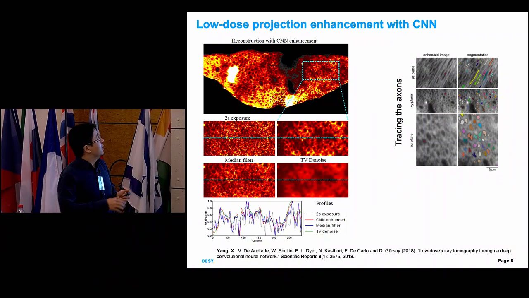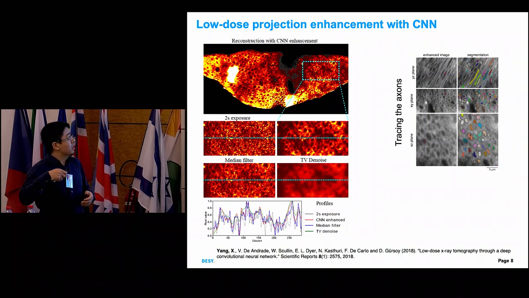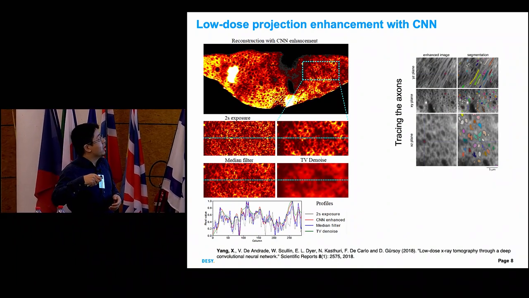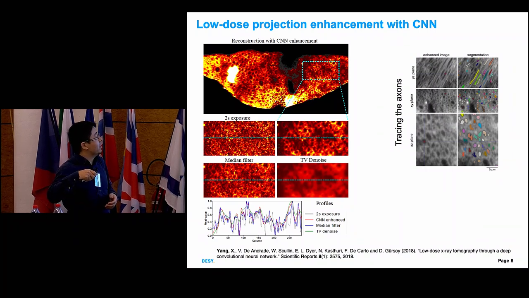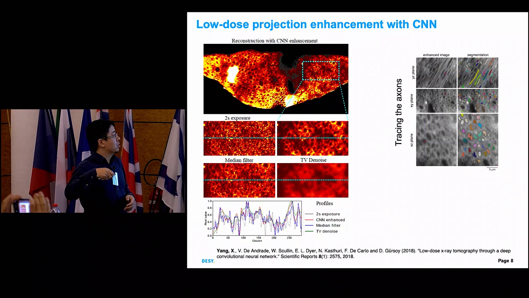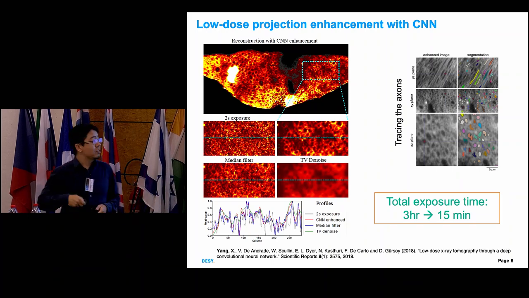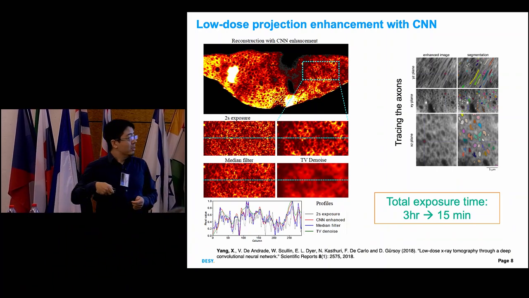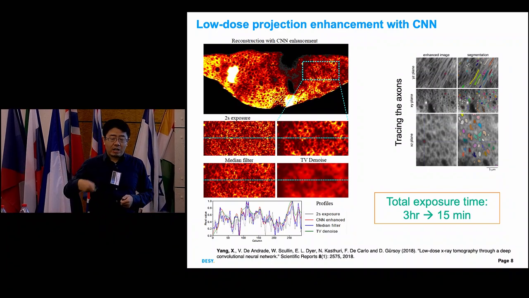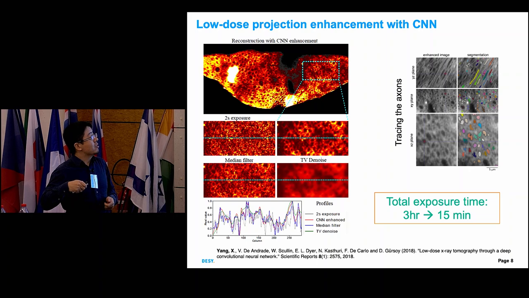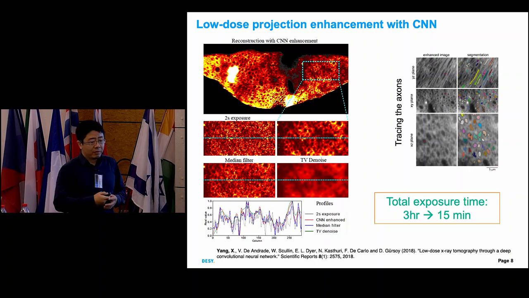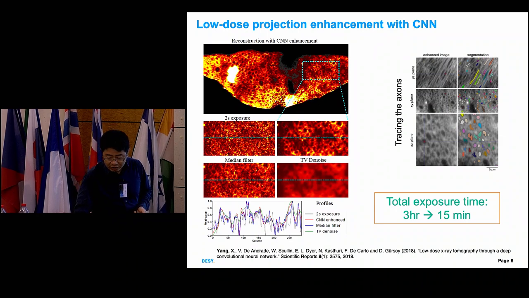So here, with our low-dose enhancement data strategy, we did the enhancement for this 2-second exposure measurement, and then we got this result. This is a comparison with the median filter denoising and the TV denoising. You can see this is either too noisy or too smooth and loses your features. And yes, we reduced the total exposure time from 3 hours to 15 minutes. In the meantime, we're capable of extracting these features, the axons, and doing the fast segmentation.